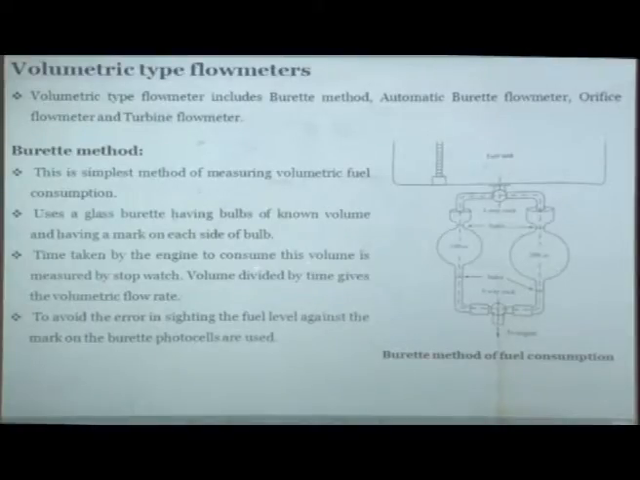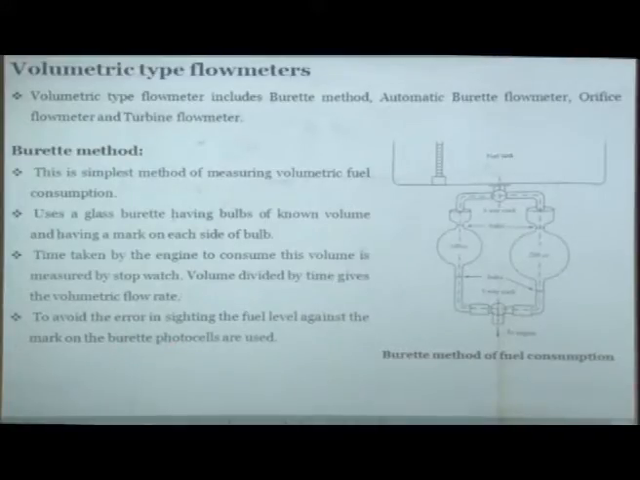Time taken by the engine to consume this volume is measured by stopwatch. Volume divided by time gives you the volumetric flow rate, and then you can of course multiply it by density to get mass flow rate of the fuel. To avoid the error in citing fuel level against mark of the burette, photocells are used.